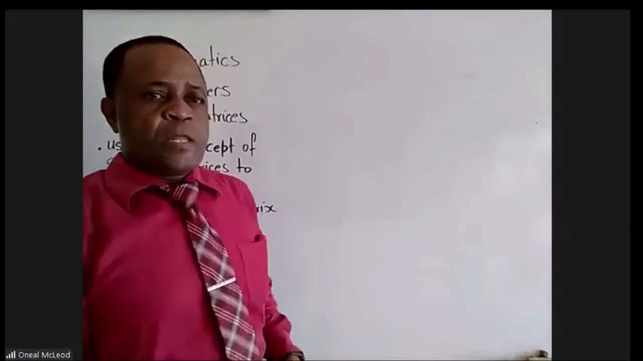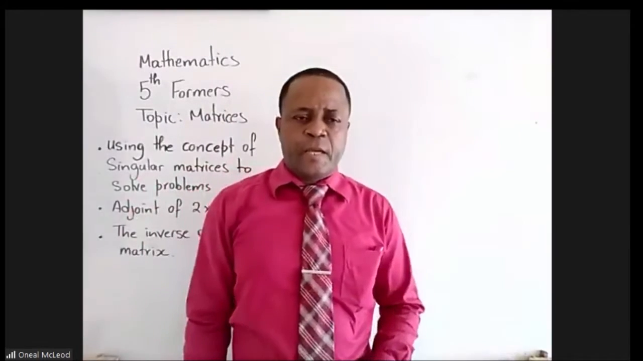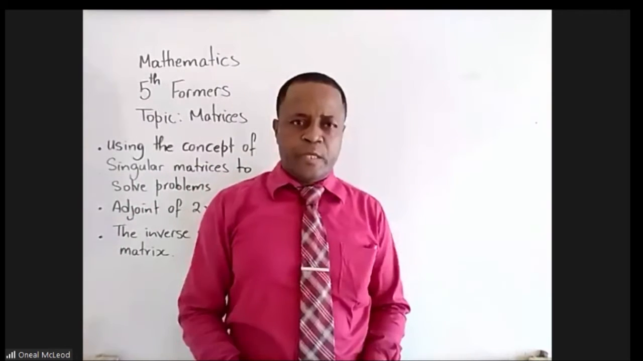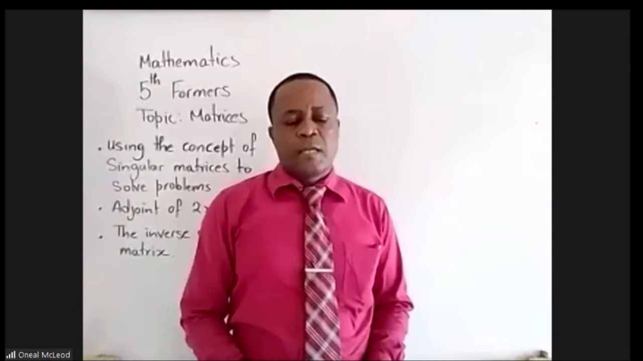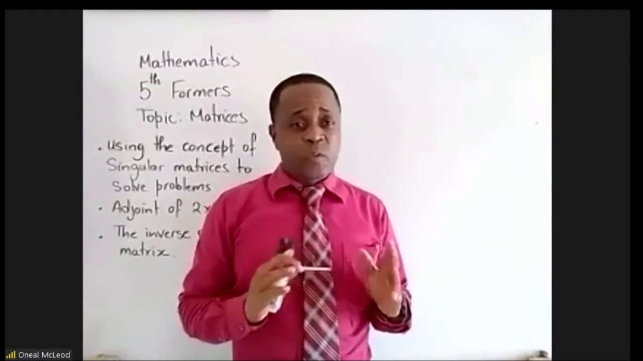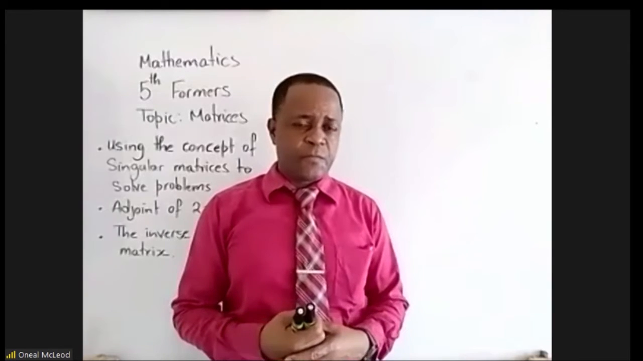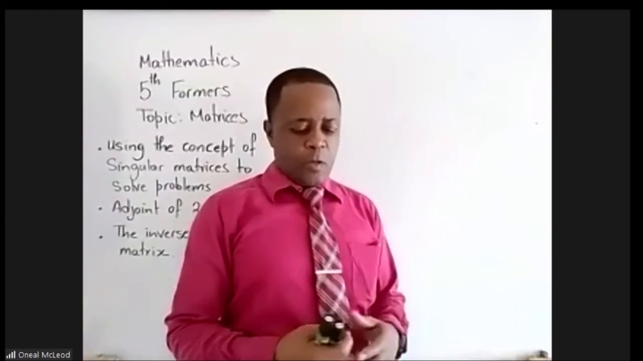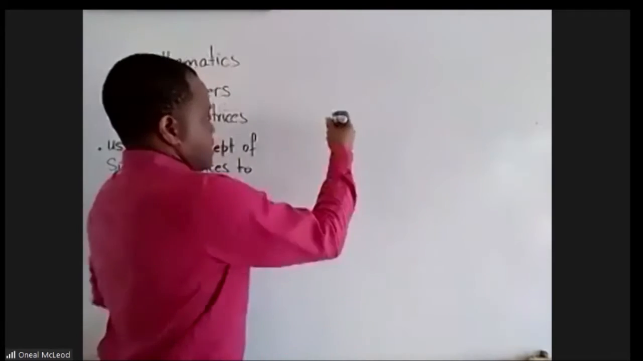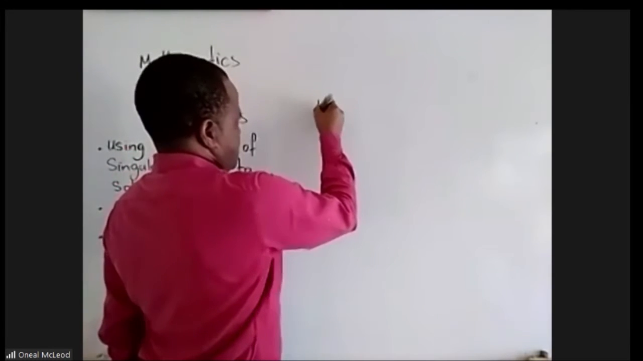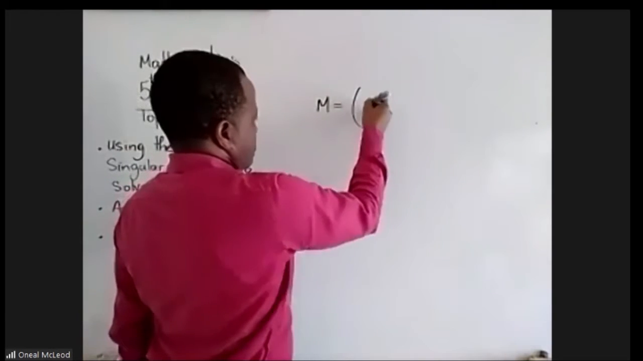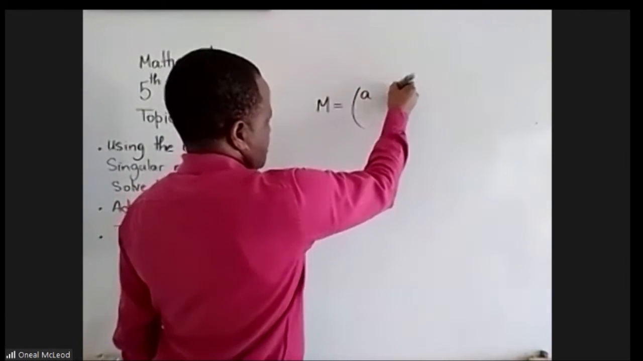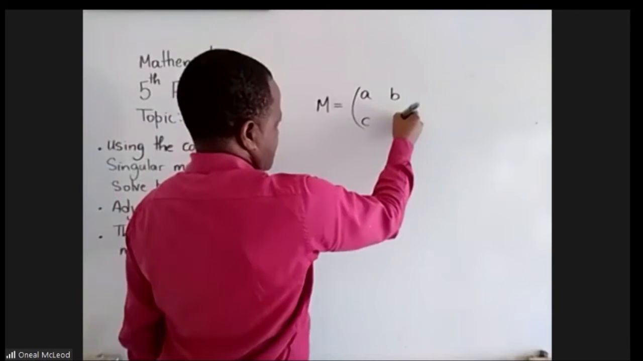Now, in order for us to find the adjoint of a 2 by 2 matrix, we have two simple steps that we need to follow. Two very, very simple steps. All right. Now, let's start out with the matrix M, and M is equal to A, B, C, and D.